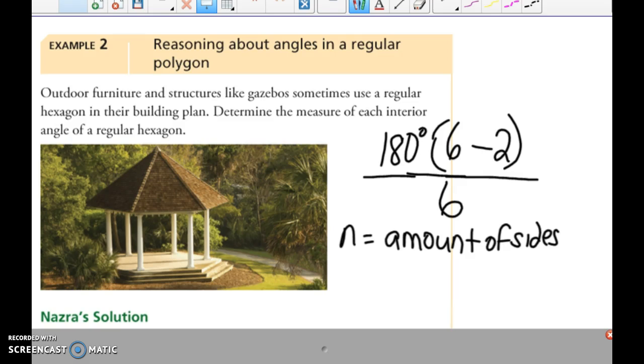Okay, so 6 minus 2 is 4, times 180, and divided by 6. So this top is 720. 6 minus 2 is 4, times 180 is 720 degrees. So the sum of all the angles is 720 degrees. And if you divide by how many sides there were, that gives you each interior angle. And that gives us 120 degrees. So the measure of each interior angle of this hexagon is 120 degrees.